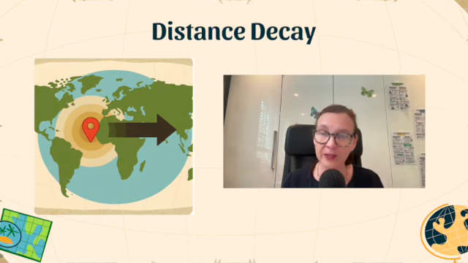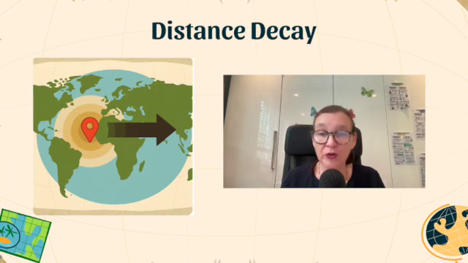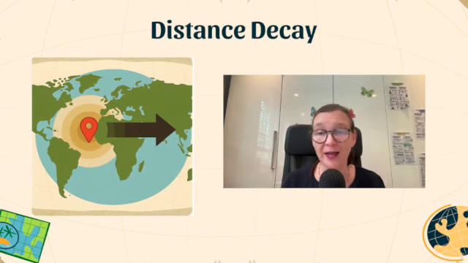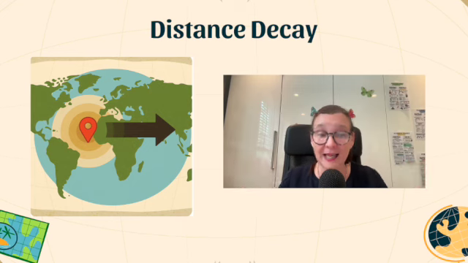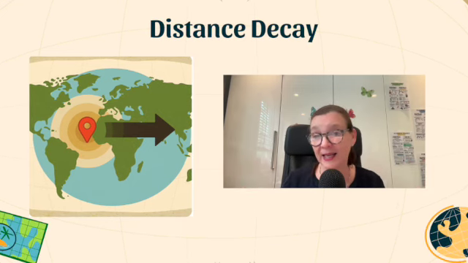Here's an example. Think about shopping. Most people are going to choose the grocery store that's 1 mile away from their home instead of the one that's 10 miles away from home. That's distance decay in action.